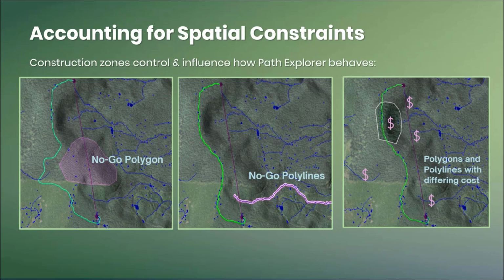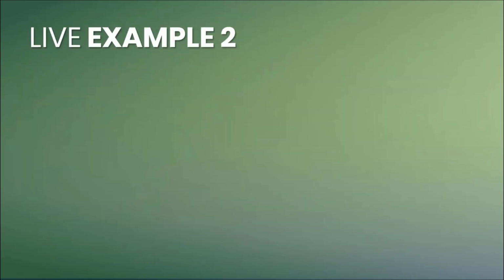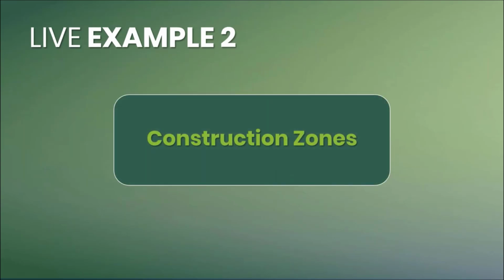They're really, really useful for helping to control and influence how Path Explorer is going to behave and give it a lot more real-world realism to the search. So with that very brief introduction to what construction zones are, I am going to pass it back to Matt, and we're going to go take a look at our second example, which is adding some spatial constraints.